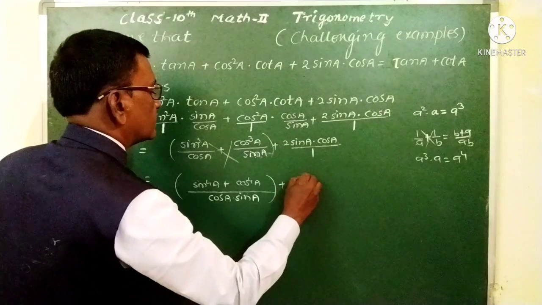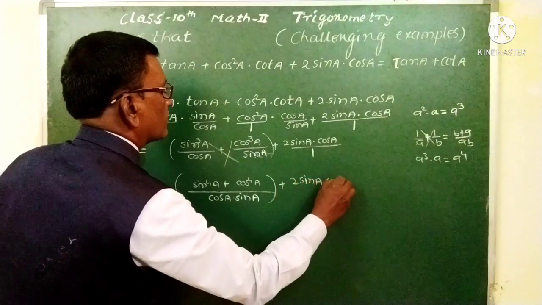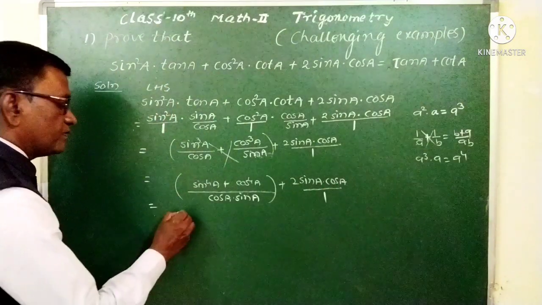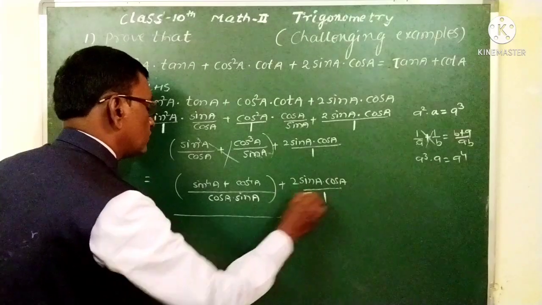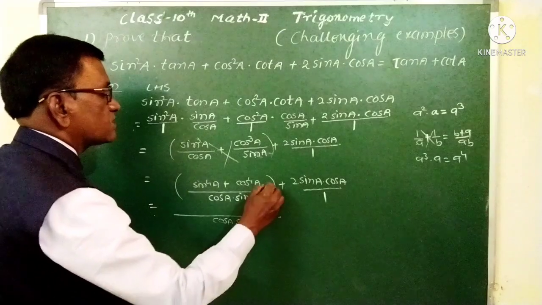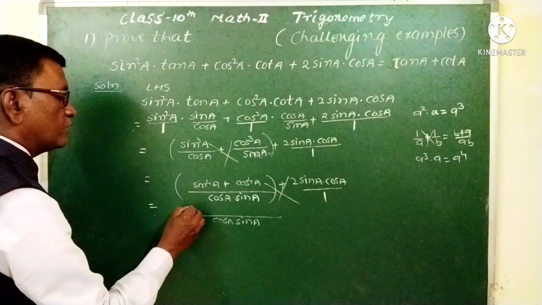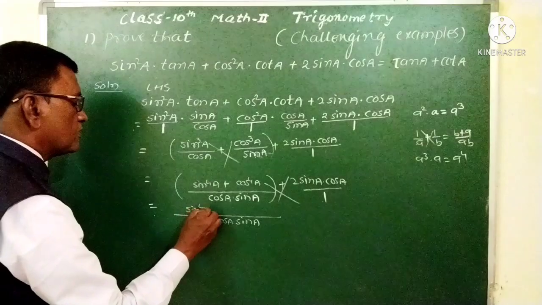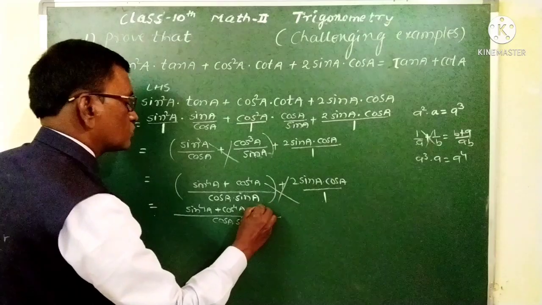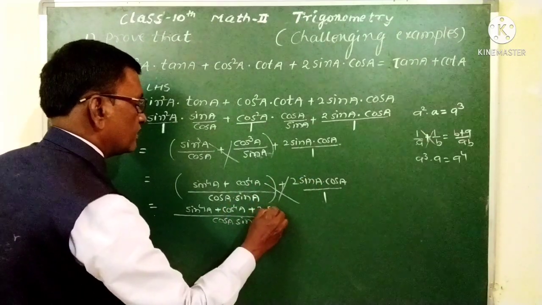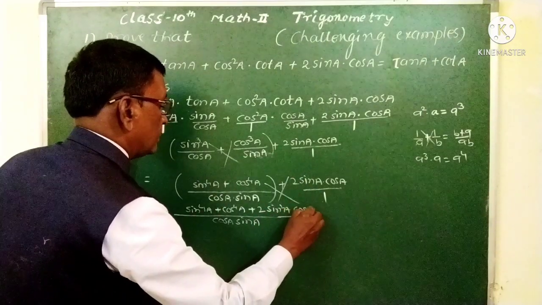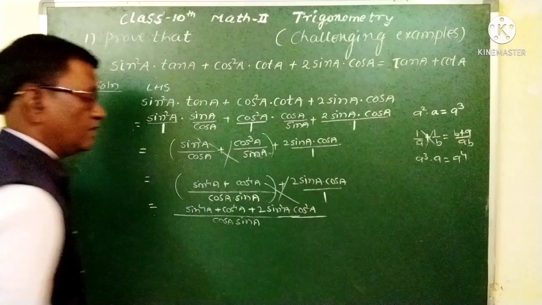And here is the second term, sin A into cos A upon 1. Solve in the same way. Here LCM is cos A sin A. Take cross multiplication. 1 into sin 4A plus cos 4A is sin 4A plus cos 4A, plus 2 into sin A into sin A is sin square A, cos A into cos A is cos square A.